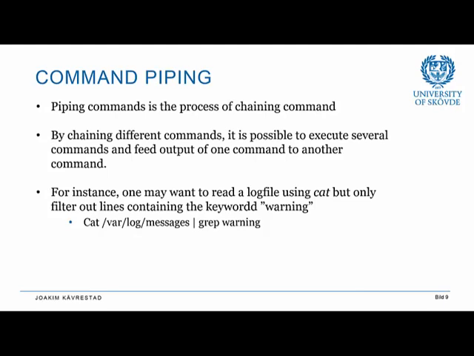A very common way to do this is by looking in log files and searching on the fly. So for instance, you may want to read a log file using cat, but you may only want lines containing the keyword warning or some other keyword, and then you can cat the log file and use the pipe sign to pipe the output of the cat command to yet another command, in this case grep warning, which would output all lines containing the keyword warning. So this is a search in the file of our log messages.